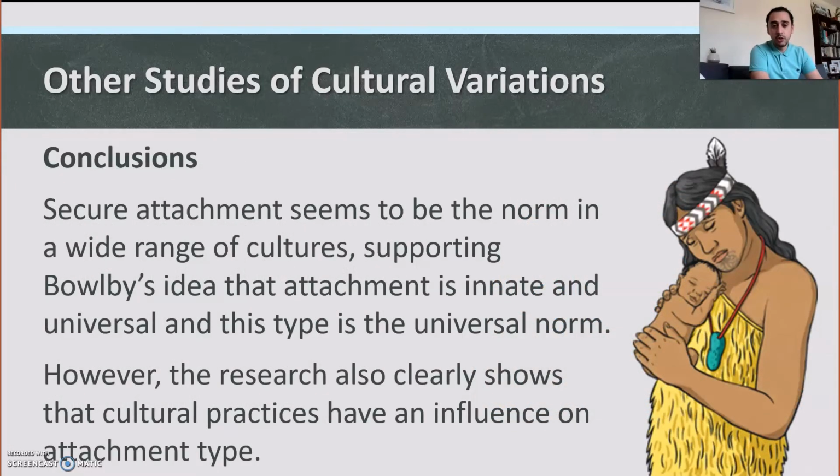So, here's the conclusion. Secure attachment seemed to be the norm in a wide range of cultures, supporting Bowlby's idea that attachment is innate and universal, and this type is the universal norm. However, the research also clearly shows that cultural practices have an influence on attachment type.